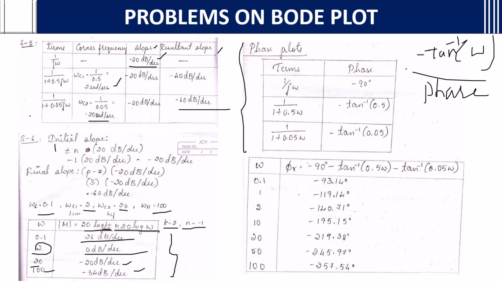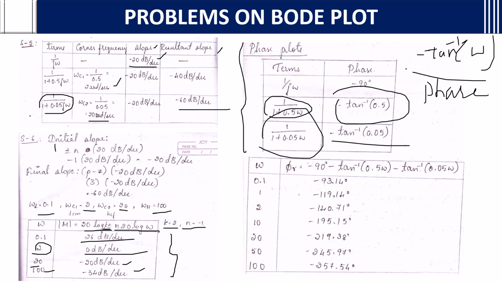Then you have the term 1 by 1 plus 0.5 omega. Then for the phase, you will get minus tan inverse of 0.5 omega. Then 1 by 1 plus 0.05 omega. For this value, what will you have as the phase? Minus tan inverse of 0.05 omega. This is the omega c. So you will get 0.05 in the formula.